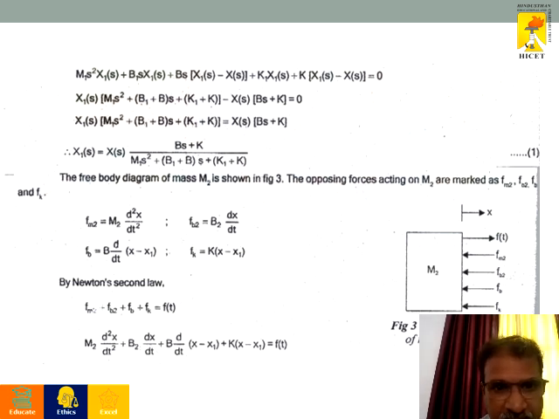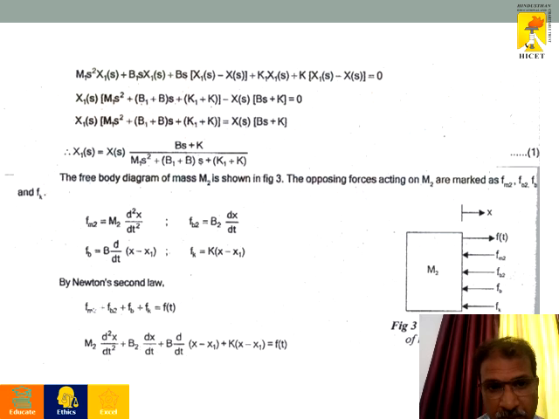Next we rearrange these equations and we get an output as X1 of s, that is equal to X of s times (b s plus K), the whole divided by m1 s squared plus (b1 plus b) s plus (K1 plus K). We keep this as 1 since what is asked is the transfer function. So we are rearranging these equations to find the transfer function.